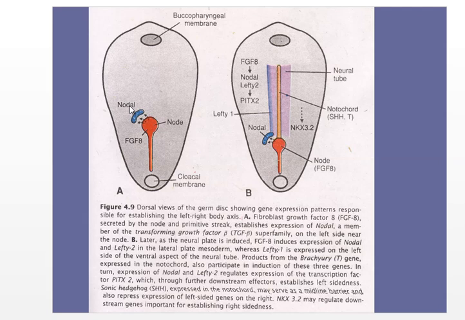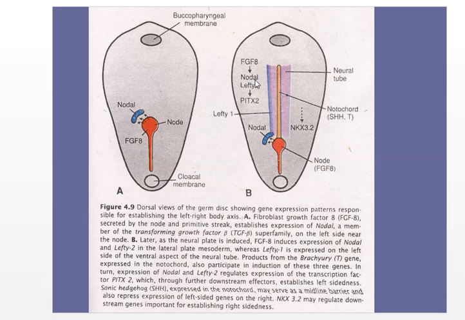This limitation happens, and nodal cannot move to the right side, because in the midline a barrier is formed by SHH and lefty 1. This barrier prevents nodal from moving from the left side to the right side.